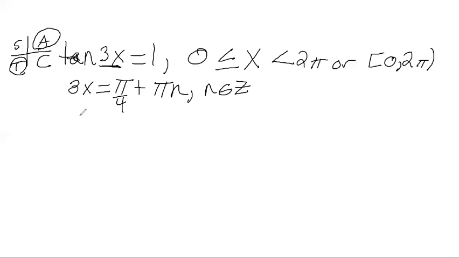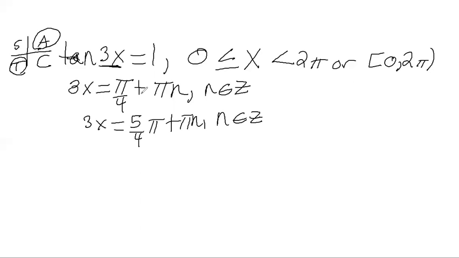And then the other value for where tangent equals 1, quadrant 3, which is going to be pi over 4 plus pi. And pi over 4 plus pi is 5/4 pi plus pi n. Where again, n is any integer. It's always integers for n.